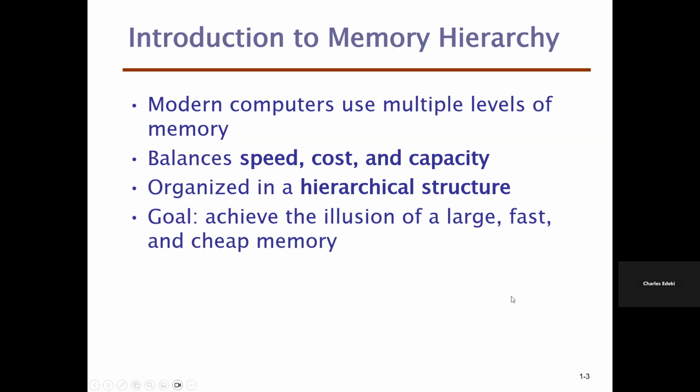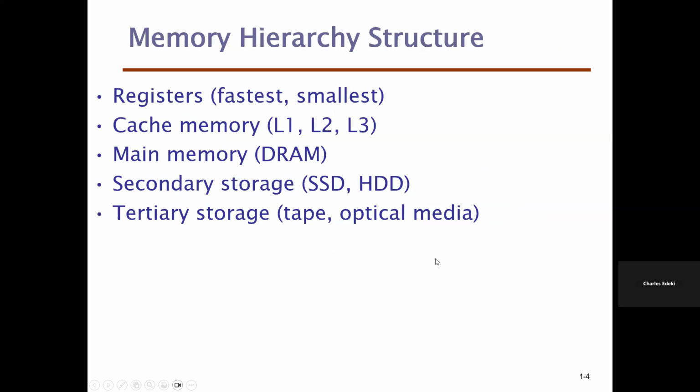The motivation behind this is that there's a very wide gap between CPU speed and main memory speed. I think we mentioned this. This is what we call the Von Neumann bottleneck.